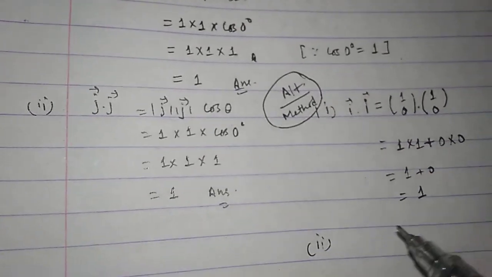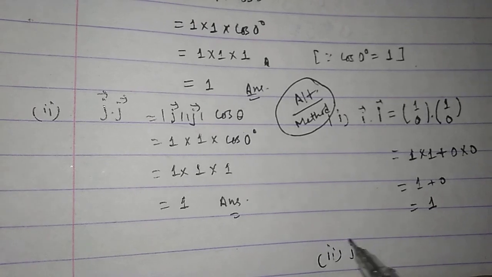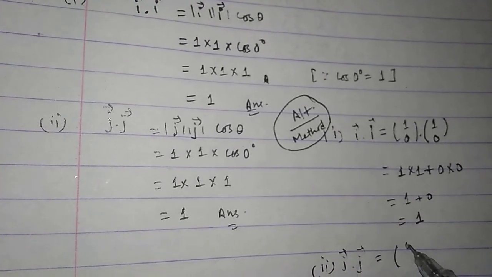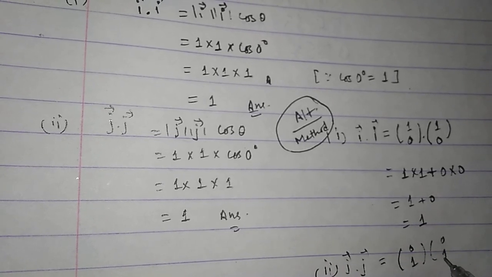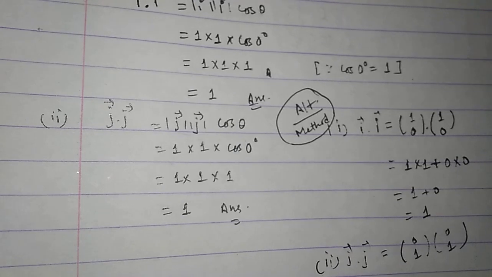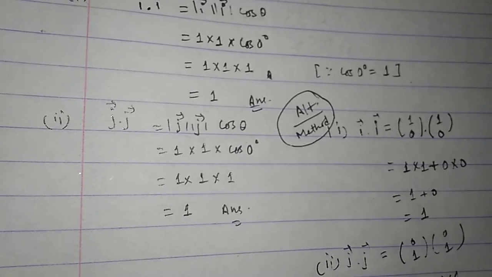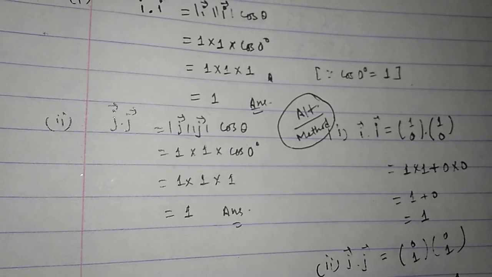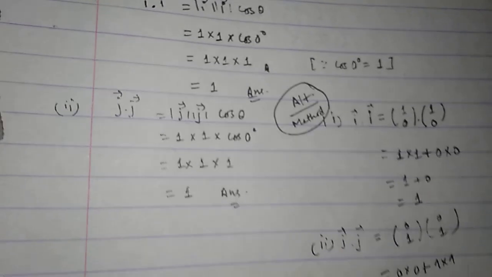It is not necessary to prove it twice in your exam. Similarly, for j, this is (0, 1) dot (0, 1): 0 into 0 plus 1 into 1, which is 0 plus 1, which is 1.